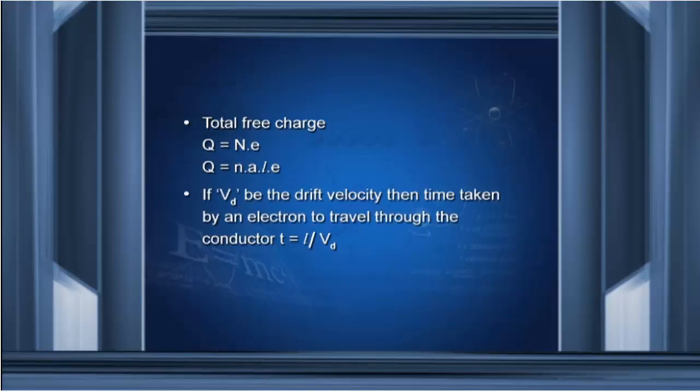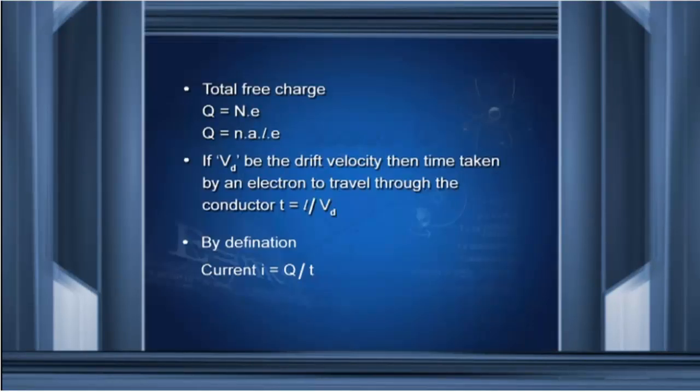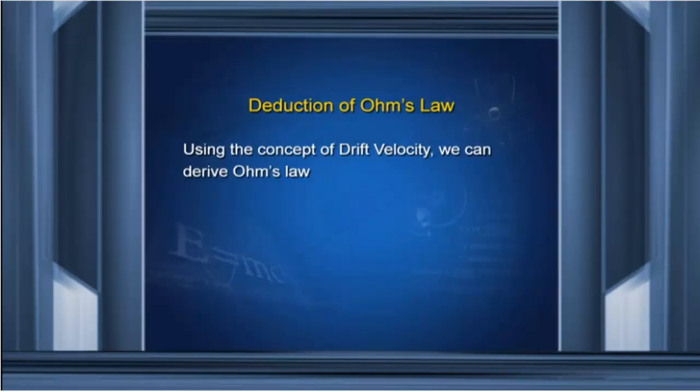If Vd be the drift velocity, then the time taken by an electron to travel through the conductor, t, equals L upon Vd. So by definition, we get current I equals Q upon t. Substituting the values, we get I equals n A e Vd. Deduction of Ohm's law. Using the concept of drift velocity, we can derive Ohm's law.